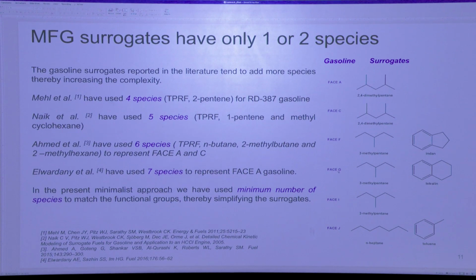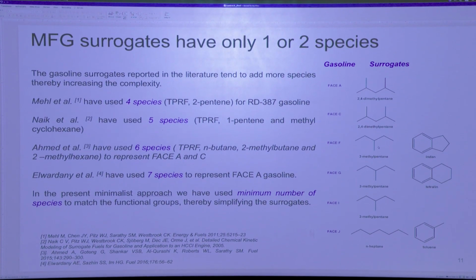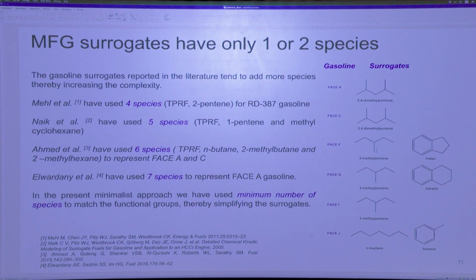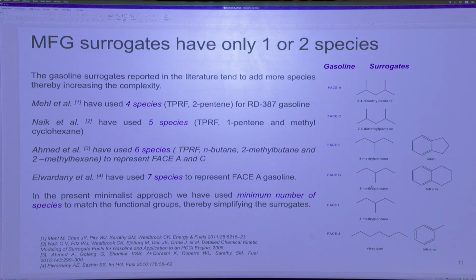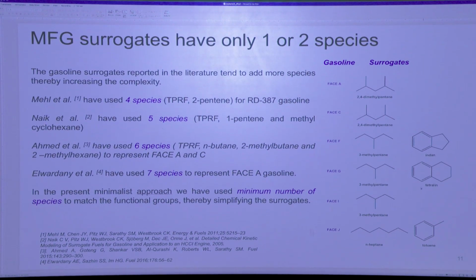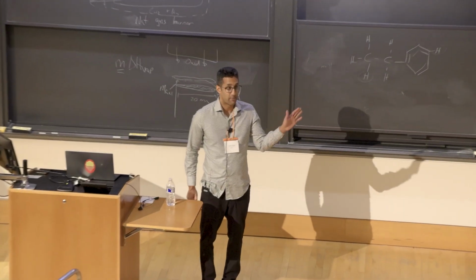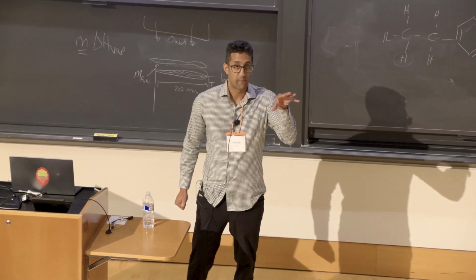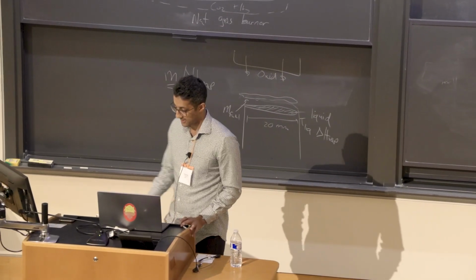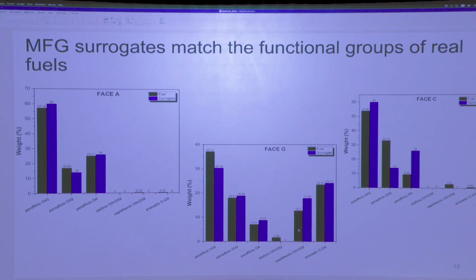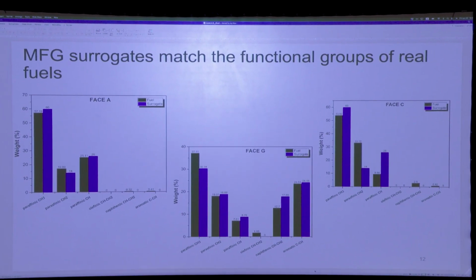Similarly, phase F and phase G, you could take 3-methylpentane, mix it with indane for phase F at the right proportions. Phase G, 3-methylpentane with tetralin. Phase J, heptane with toluene. So we try to reduce completely the number of surrogates and the number of components and just say 1 or 2 components with the same functional groups. And then we make the surrogate. So the surrogate is simply a mixture of 1 or 2 components.